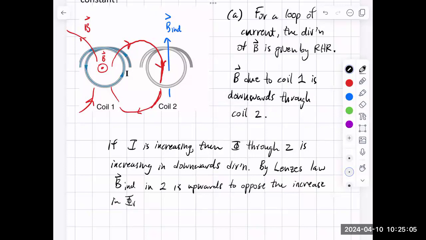in the magnetic flux. Okay, so if B induced is upwards, then by the right-hand rule, I put my thumb in the upwards direction and my fingers loop around, if we look from above, in the counterclockwise direction. And so we must have that our current is in this direction. So I induced to make the B induced that's upwards has to look something like this. I induced. So we have this counterclockwise current.